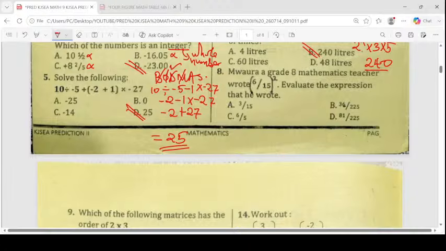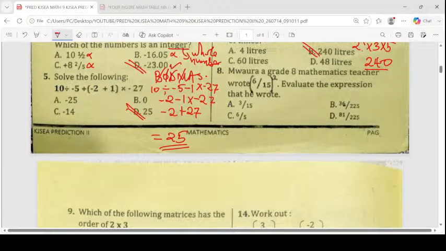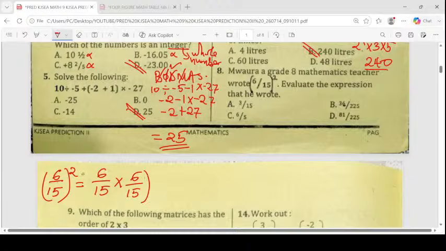We are told Mwaura, a grade 8 mathematics teacher, wrote 16 over 15 raised to the power of 2. Evaluate this expression. So when someone writes 16 over 15 raised to power 2, this person means we are going to square this number. It is like saying 16 over 15 multiplied by 16 over 15. Remember that 6 times 6 is 36, all over 15 times 15, this is 225.